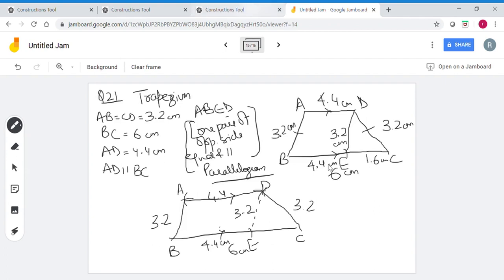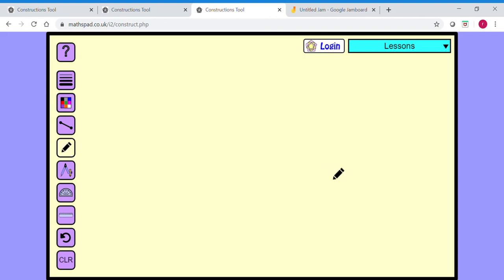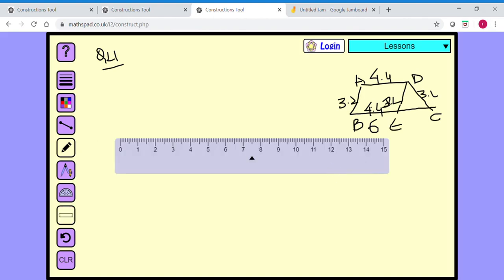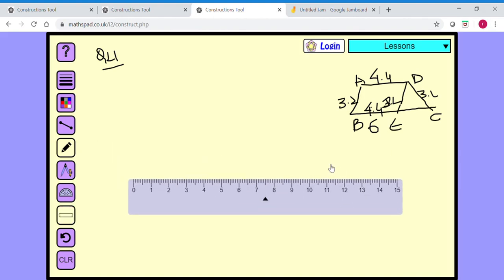Perfect. Now let's do the construction. So this is question number 21. A rough diagram for my help. This is E, and this is B, C, D, A. This is 3.2, 3.2, 3.2. This is 6. This is 4.4, and this is 4.4. Perfect. So let me start by constructing BC of length 6 centimeters.